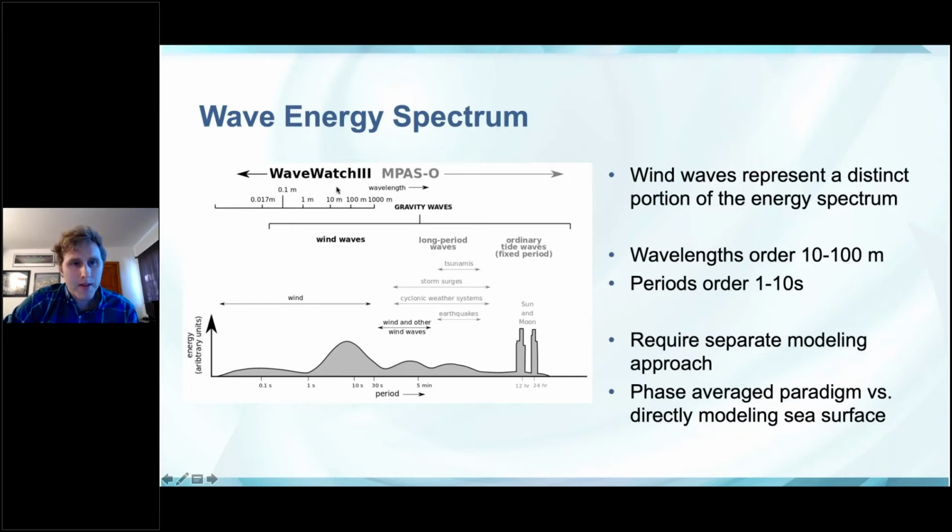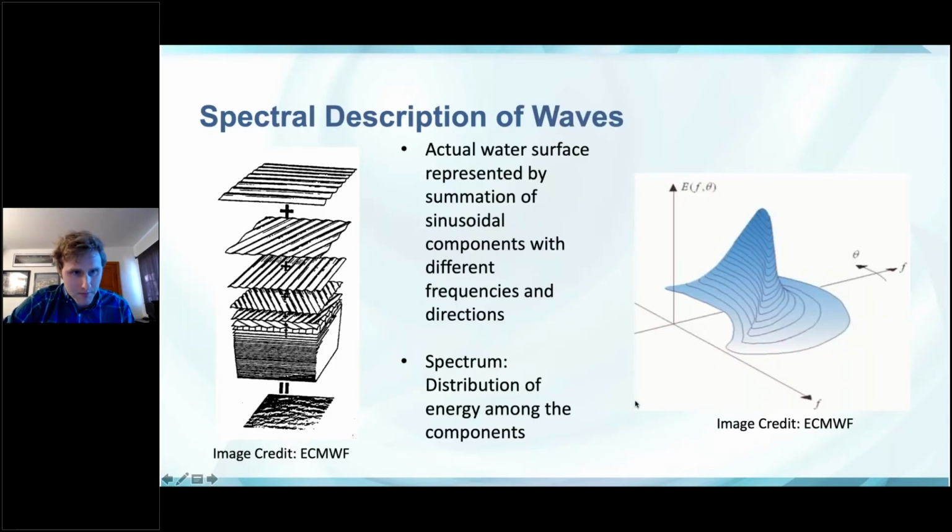And so the wavelengths and periods of these wind waves are too short to be feasibly modeled with current or even future global ocean model resolutions. And so it really requires a separate modeling approach. The approach that's commonly used for global ocean scenarios is a phase-averaged paradigm. And so you're modeling the distribution of energy in a frequency-direction spectrum as opposed to directly modeling perturbations to the sea surface. And I'll go into that a little more.